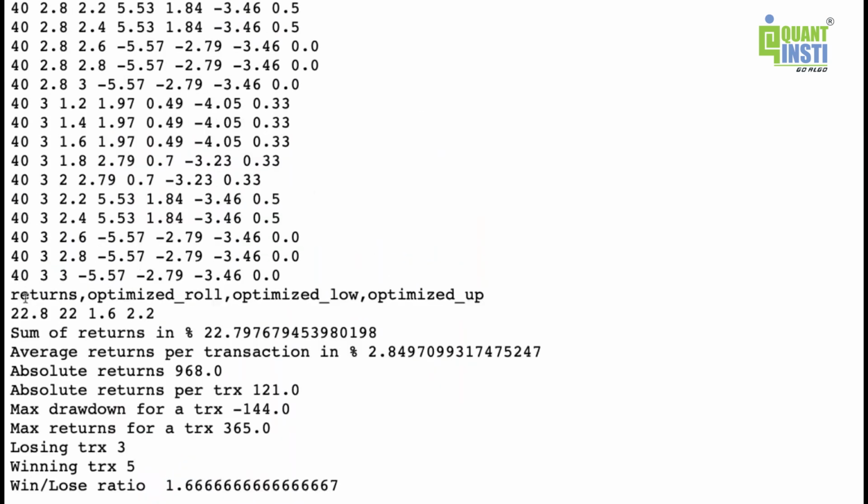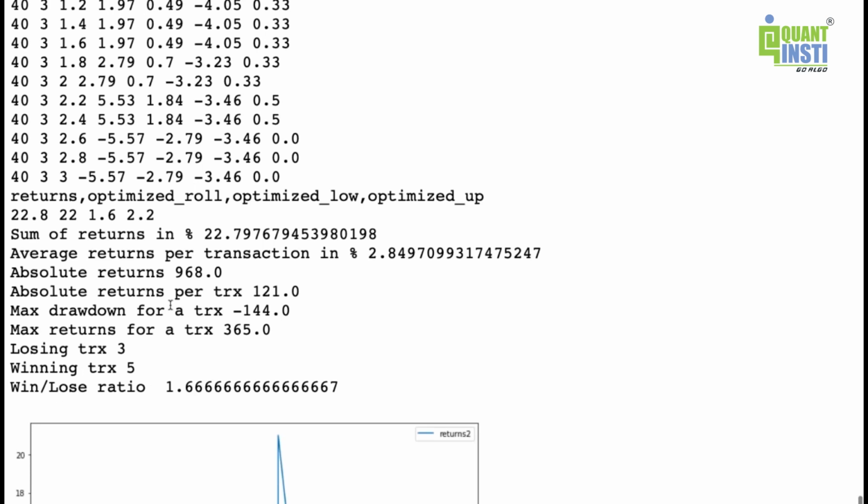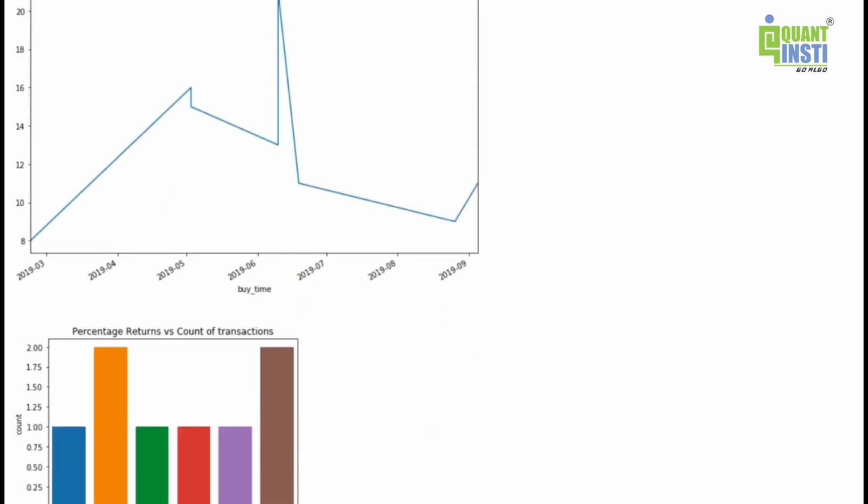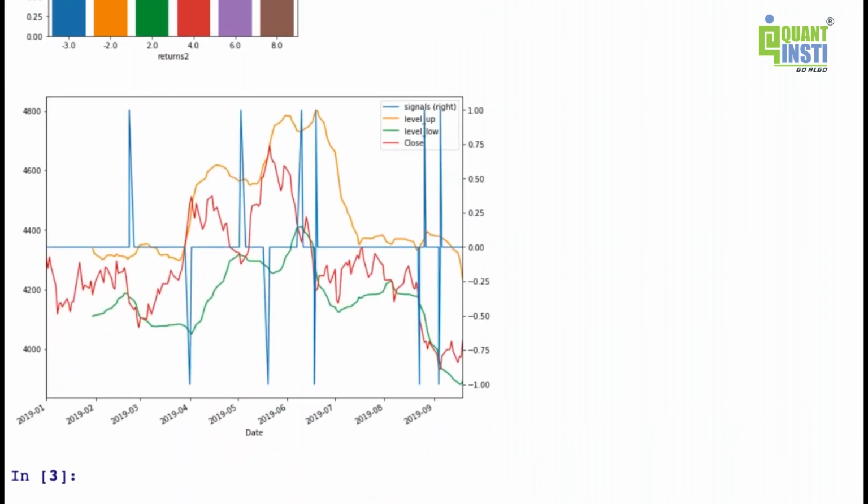After that, it has shown us the maximum return which it got out of all these combinations, that is 22.8. If you remember, in the previous combination which we ran, it was around 9% returns. But now, with the optimized parameters, we are getting returns of 22.8, and the best rolling back period is 22. The best optimized lower level is 1.6, and the optimized upper level is 2.2. And it is showing the statistics of the same. This is the return graph, and these are the signals.